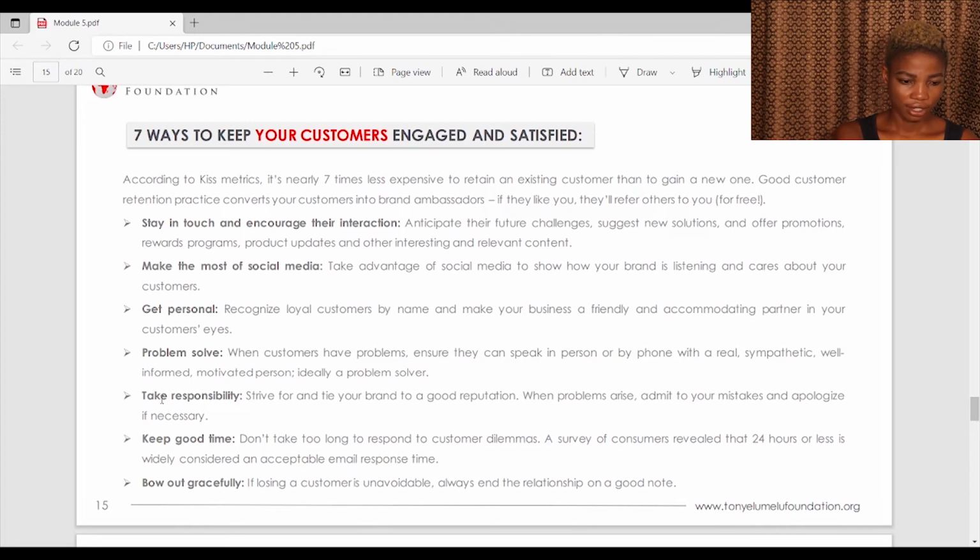Take responsibility. Strive for and tie your brand to a good reputation. When a problem arises, admit your mistake and apologize if necessary. So a customer came laying a complaint that maybe a product that they bought was not nice, or it didn't go well, maybe it was not what they were expecting. So instead of you starting to argue, accept your fault. If the fault was from your company, no matter who it might be from, your salesperson or whatever, even if there was a mix-up, try as much as possible to accept your mistakes.